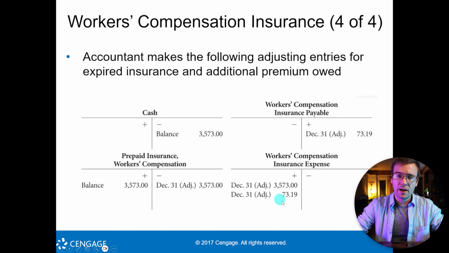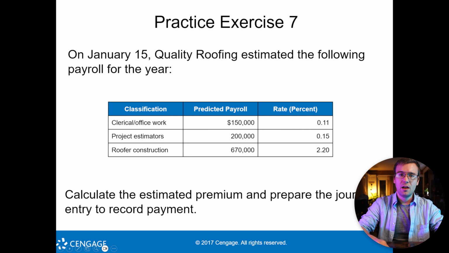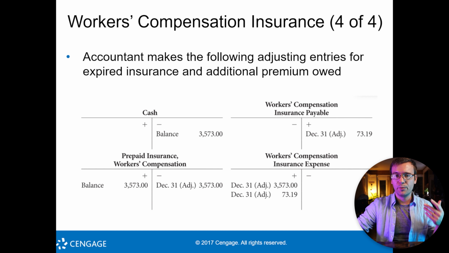And then we also have that debit to the $73.19 for workers' comp insurance for the amount that we did not prepay and that we still need to make that payment. So that was the additional payroll that we had not estimated, but we found that we actually spent more on payroll than we thought. And so our workers' comp increased. So debit to the workers' comp insurance expense, credit to that insurance payable, and later on we'd make a payment where we would debit insurance payable, credit cash to relieve that. All right, so that's workers' comp.